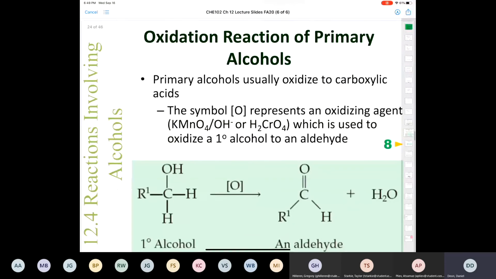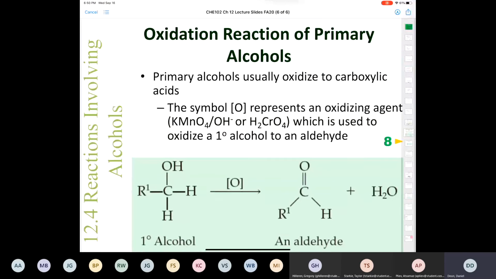a dehydration reaction. All right, well, let's switch gears entirely and talk about an oxidation reaction or the oxidation of primary alcohols. Remember, I told you earlier on this evening that oxidation is gaining oxygen or losing hydrogen. Right? Remember reduction? Reduction was gaining hydrogen or losing oxygen. All right?